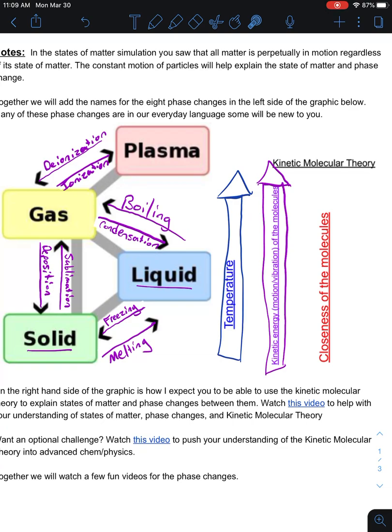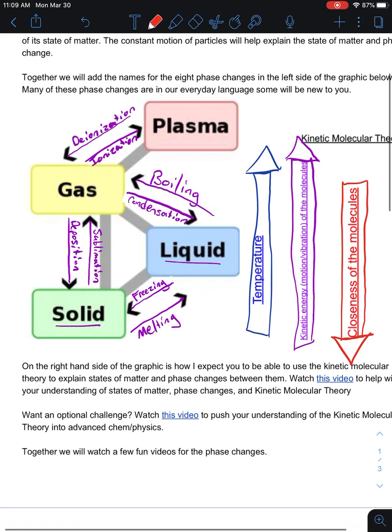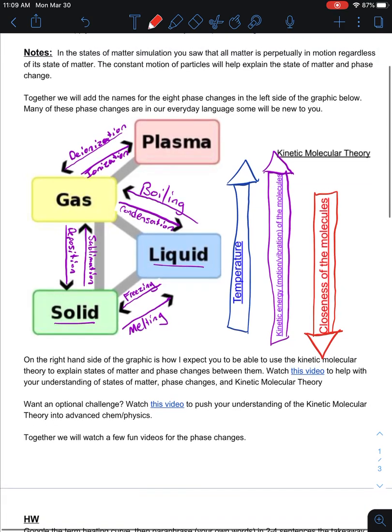Last, how about closeness of the molecules? Well, actually, that'll be inverse. So the molecules are closer together when they are down as liquids and solids. So I'm going to reverse that arrow. They actually spread out. So as the kinetic energy increases, they become less close together. They spread out further apart.